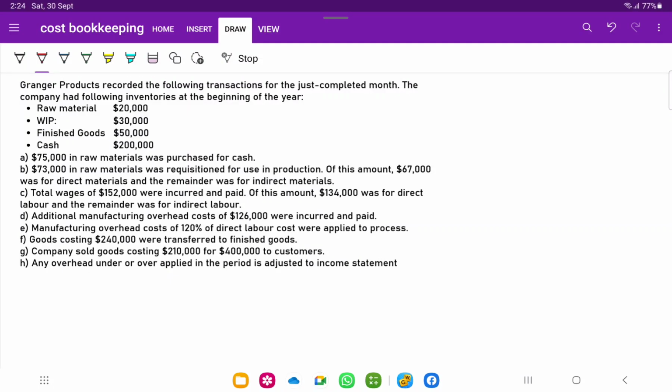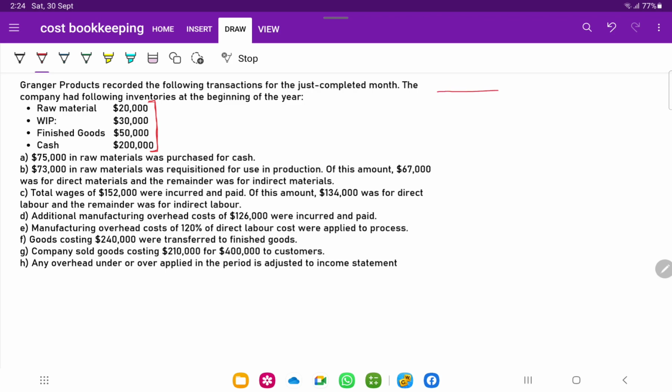Hello everyone, we are going to start with another session, and in this session we are going to learn how to post all these entries which we have passed in the last class. All right, so let's start with this. First we start with opening up these accounts which are already given here, because I think in financial accounting we also proceed like this.